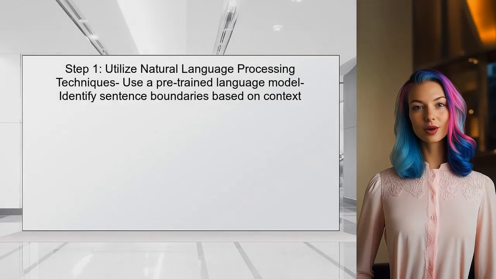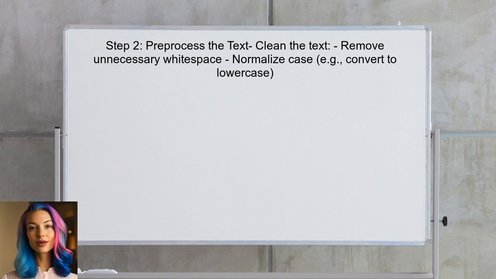To begin segmenting the text into sentences, the user can utilize natural language processing techniques. One effective method is to use a pre-trained language model that can identify sentence boundaries based on context. Next, the user should pre-process the text. This involves cleaning the text by removing any unnecessary white space and normalizing the case to ensure consistency.